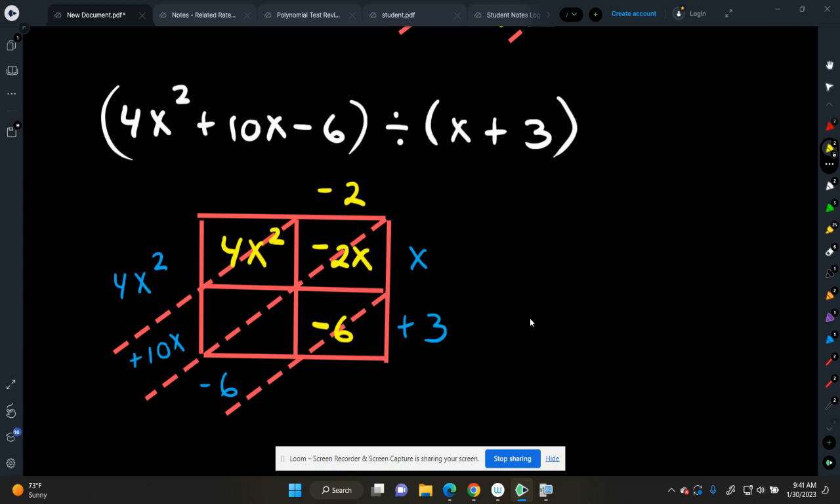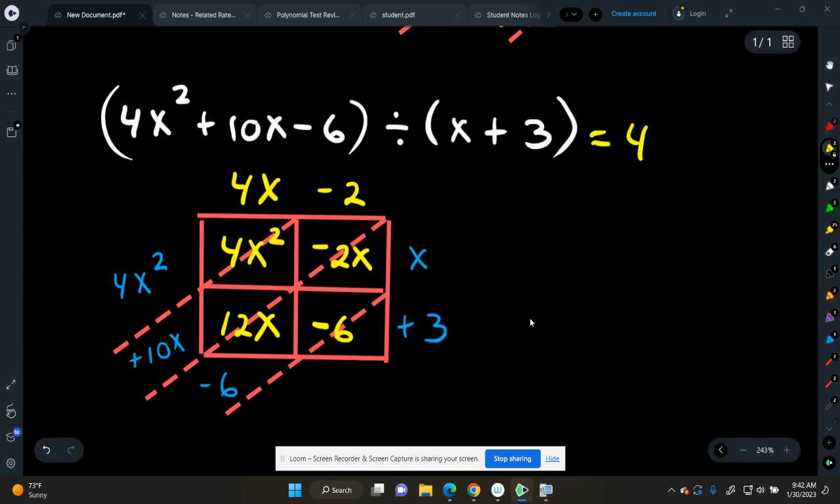So what does that mean? Yeah, this has to be a 4x. So x times 4x equals 4x squared. So now down in the bottom, 4x times 3 is 12x. And everything works. 4x squared, negative 2x plus 12x is 10x, negative 6. So this equals 4x minus 2, and we're done.